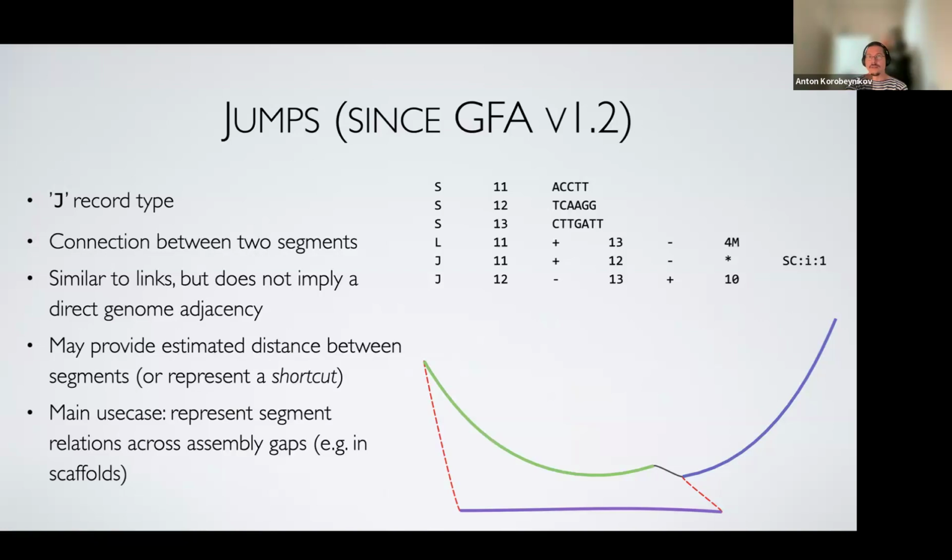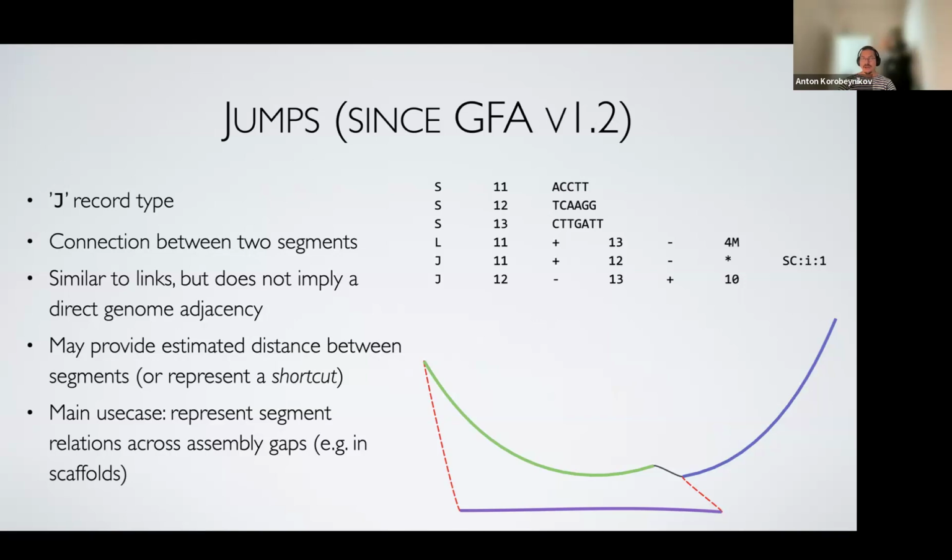Another thing, similar to links, that was added in a recent revision of GFA, is the jumps. Jumps again show the connection between two segments. They are in some sense similar to links, but they do not imply a direct genome adjacency. So think about scaffolds, for example.